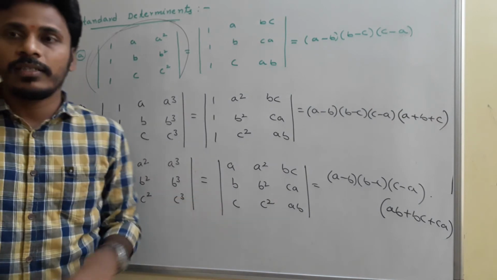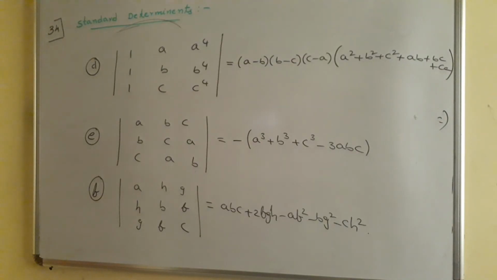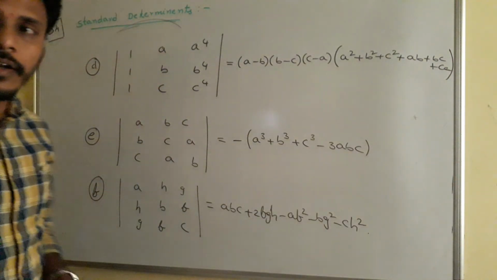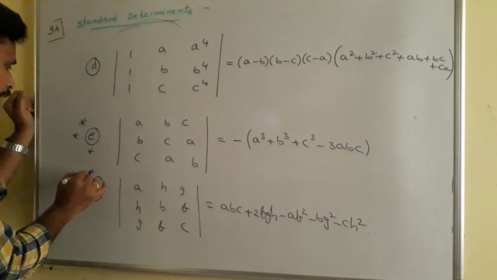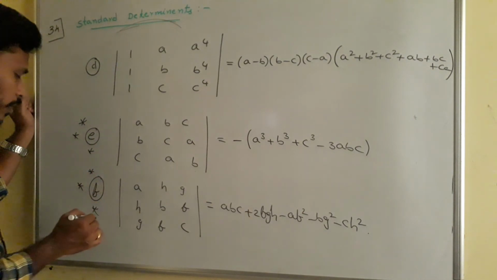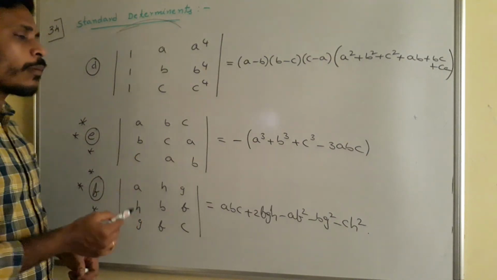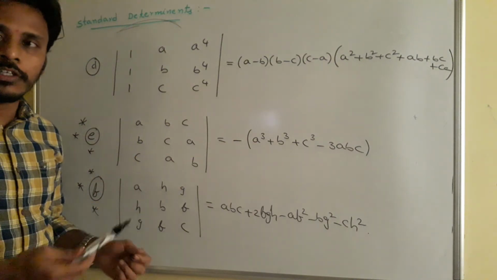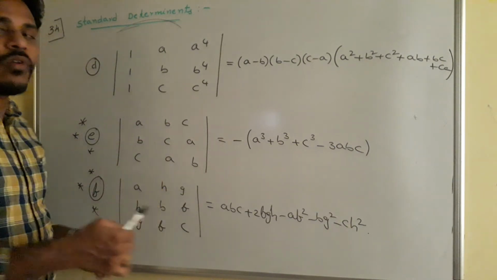Okay, once again just have a look. So these are some more standard determinants. We need to memorize all these things, but among all these 6 standard determinants, this E as well as this F are very important and very useful. Usually we use these two determinants in many ways and in many situations. That's why among all the 6, these two are somewhat more important.